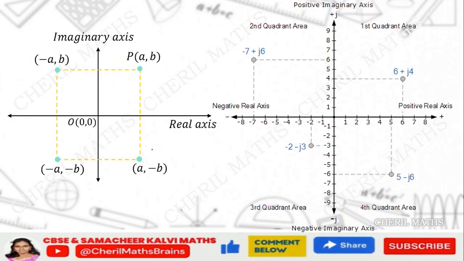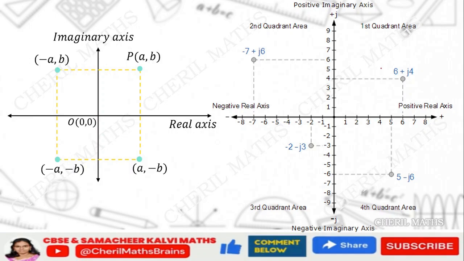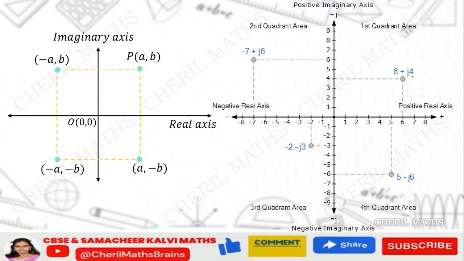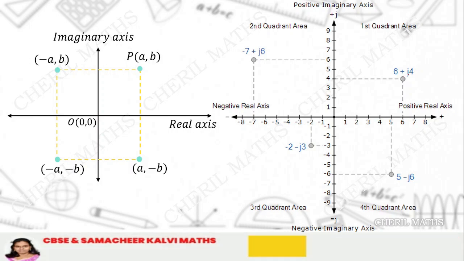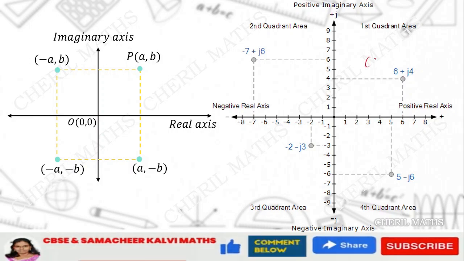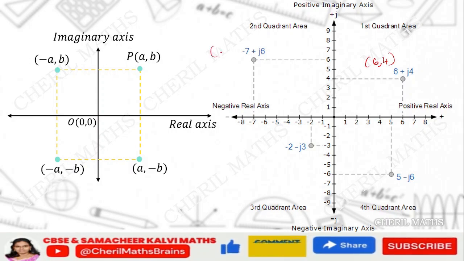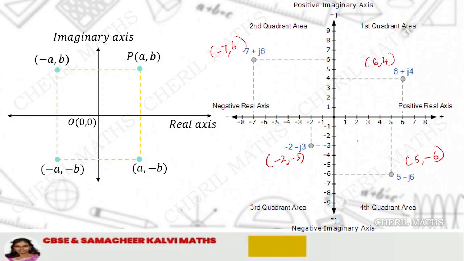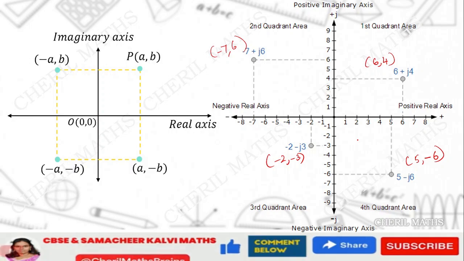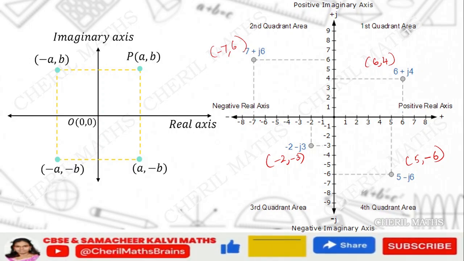Okay, children, here you can see the real axis and the imaginary axis. So how are different points represented? If it's 6 plus 4i, see the coordinates are (6, 4). Here the coordinates will be (-7, 6). Here it will be (-2, -3). Here it will be (5, -6). So if we are given a complex number and asked to represent it in the Argand plane, we can very easily do it in this way. Is it clear, children? This is how we will have to represent it in the Argand plane.